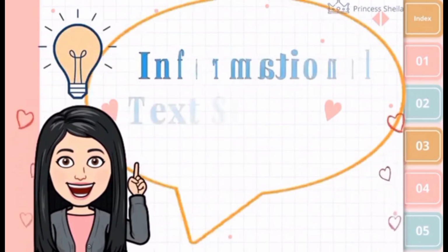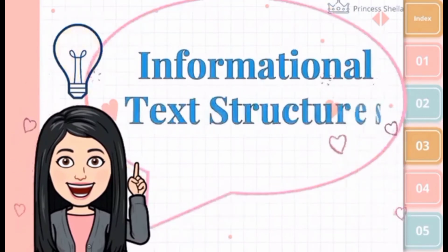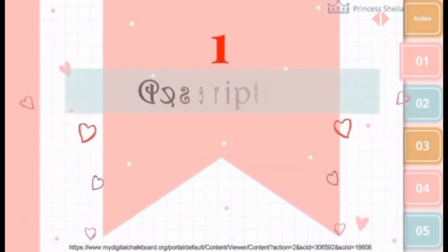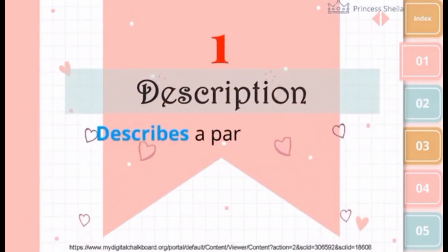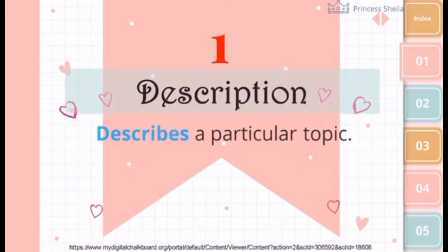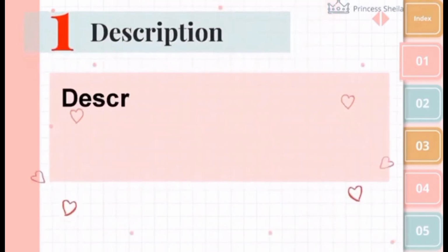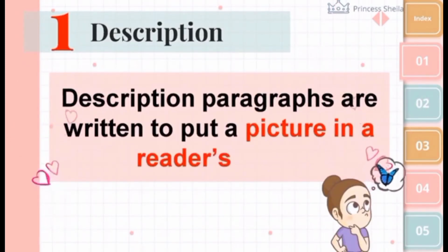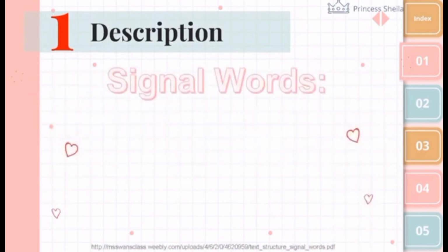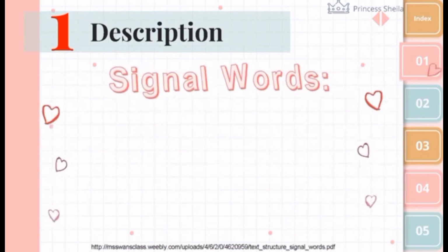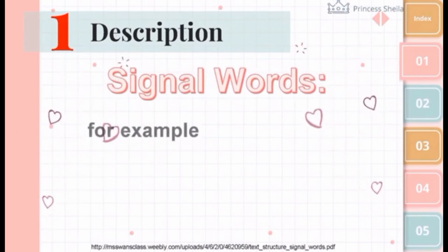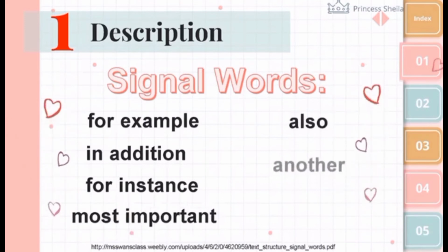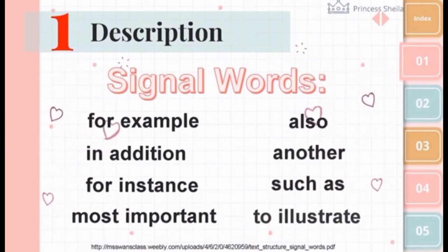There are different informational text structures. First is description. This structure describes a particular topic. Description paragraphs are written to put a picture in a reader's mind. These are the signal words that could help you identify a description text: for example, in addition, for instance, most important, also, another, such as, to illustrate.